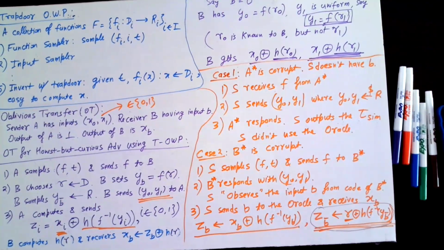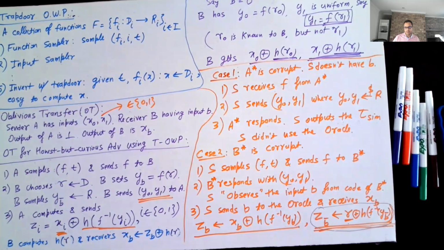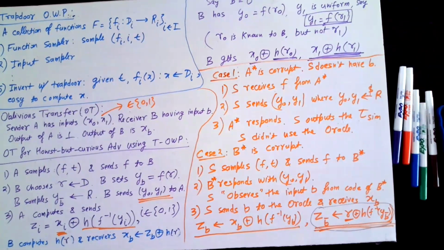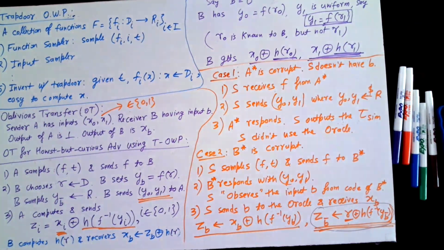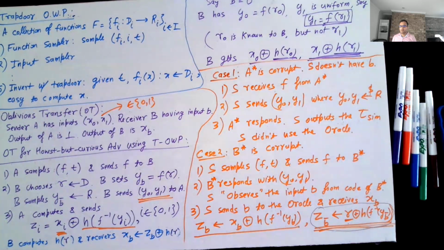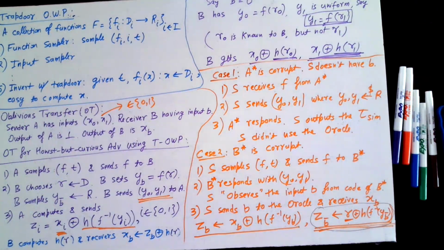Well, basically, the final output of A star is just nothing, that is fine. But for the simulator, shouldn't the simulator also output the thing that it had to know, XB basically? No, the idea here is that you are looking at what A star learns. So you only have to simulate the view of A star. Okay, so we don't have to output our side.